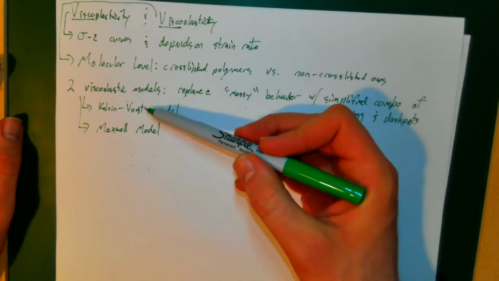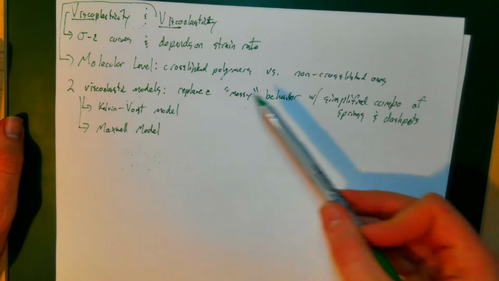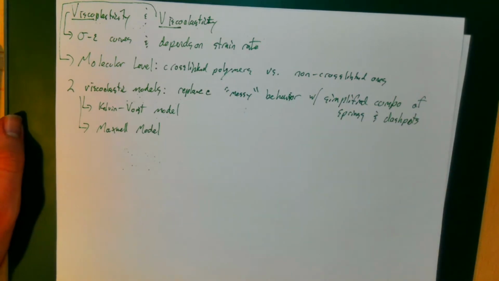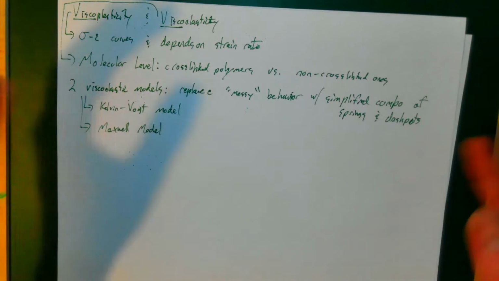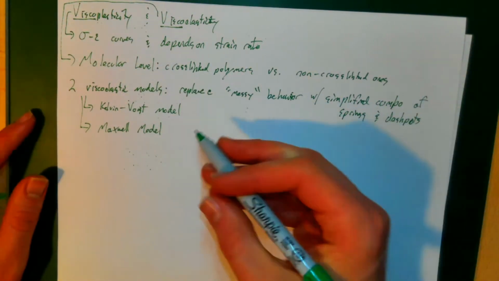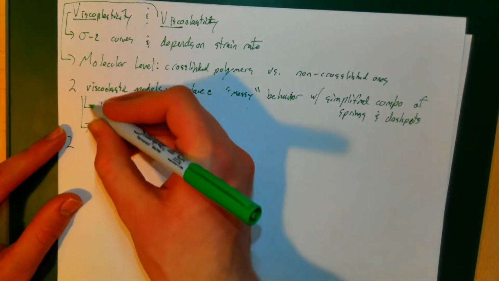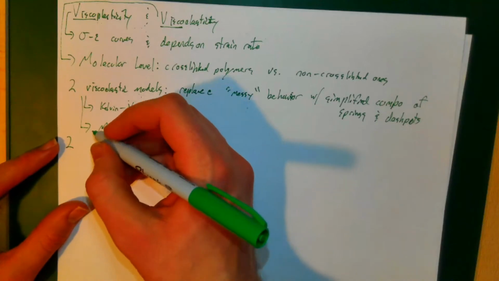And with these two models, you can recapitulate most of the behavior of what happens for these two classes of viscoelastic materials. And then finally, at the end, we'll wrap it up with a description of two experiments.